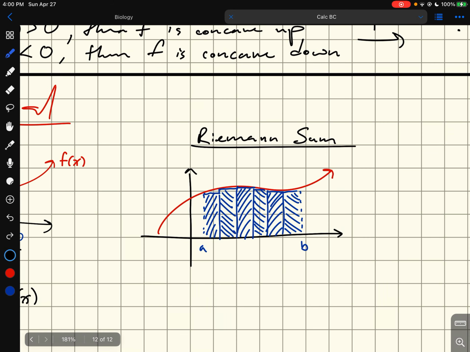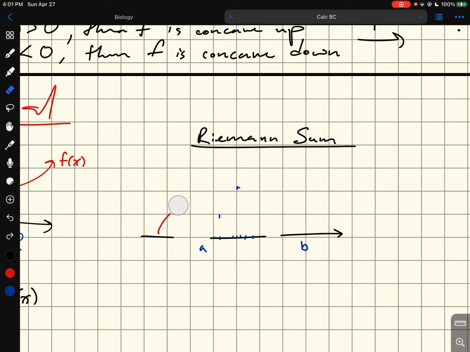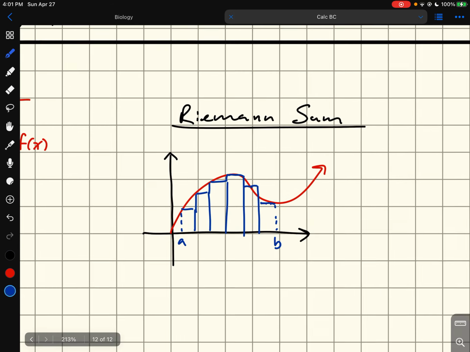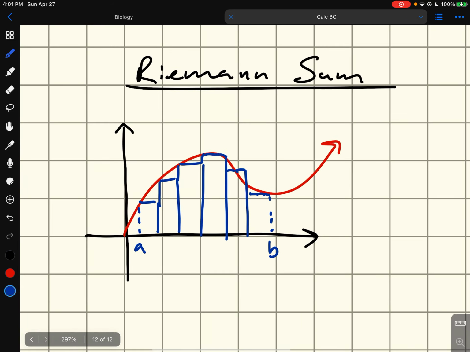I should have probably drawn a better graph, huh? Let me do that so you can see it better. Let me just erase this whole thing. Okay, we want a curvier graph. There we go. A to B. And these are our rectangles. Wait, I drew this one wrong.